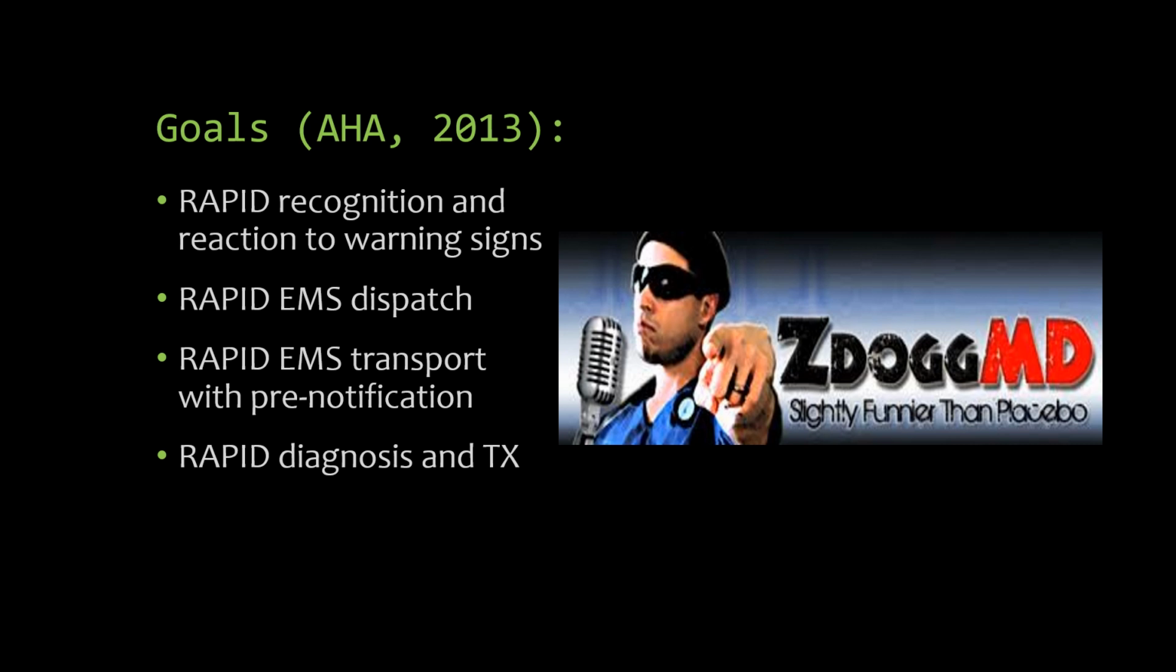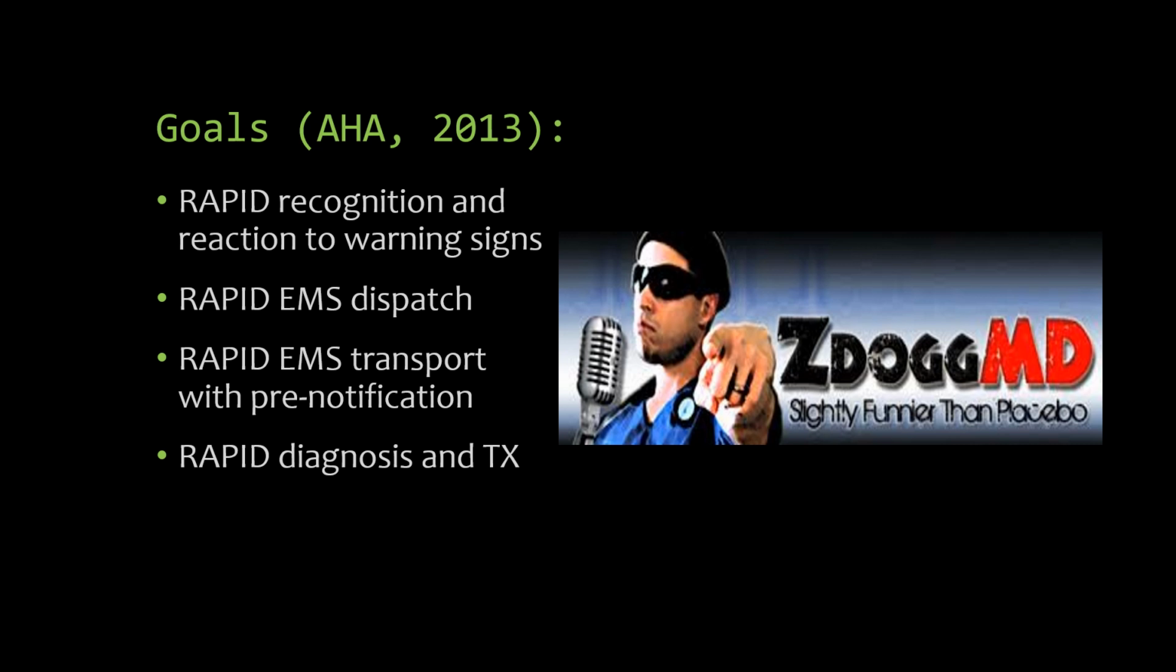But when we're thinking goals, rapid recognition and reaction to warning signs. Now this is nurses in the hospital teaching your patients at home. That's the first key. If clients are at home, we want rapid EMS dispatch. So that means call 911. If we're in the hospital, we need to be calling a rapid response, okay? Rapid EMS transport with pre-notification.